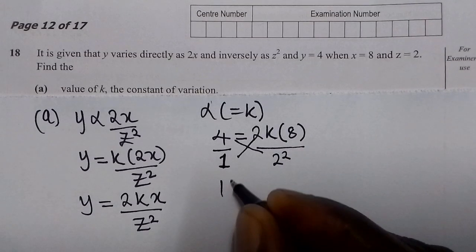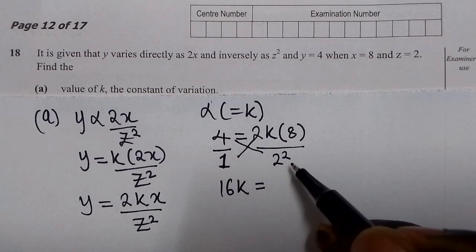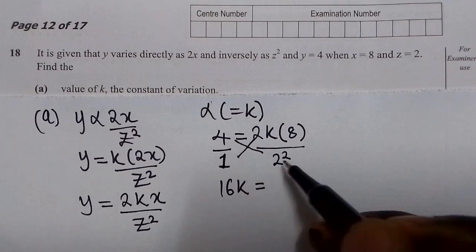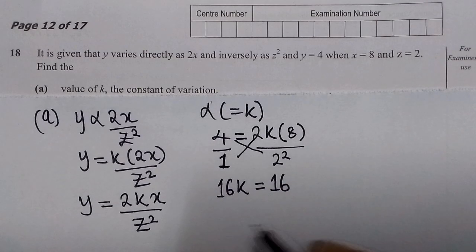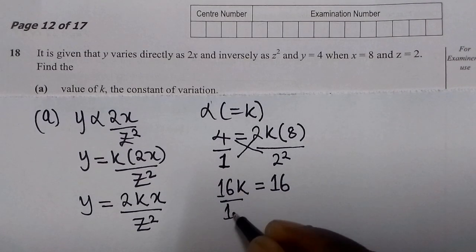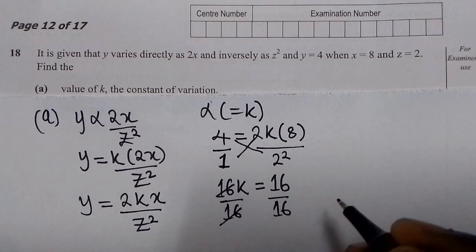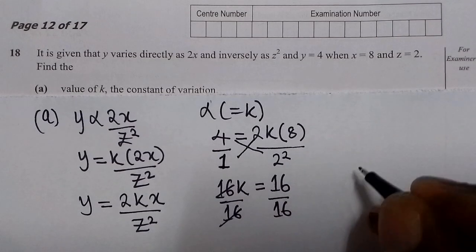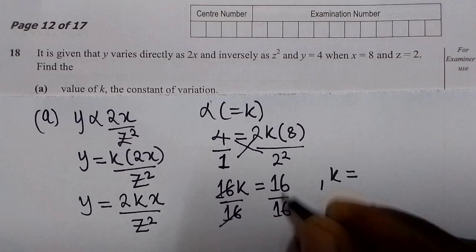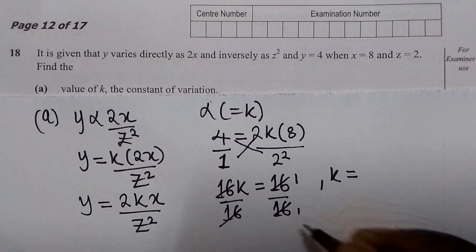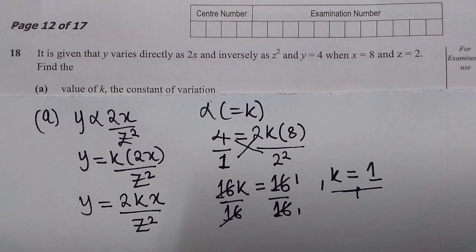This will give us 16k equal to 4 times 2 square. 2 square is the same as 4, so in short, we are looking at 4 times 4, and 4 times 4 is 16. So we've got 16 this side and also 16 as a coefficient of k. So divide by 16 both sides. 16 to 16, 1, and 1 times k gives k. So we're looking at k equal to 16 into 16, that's 1, and 1 into 1, that is 1. So the value of k is 1.